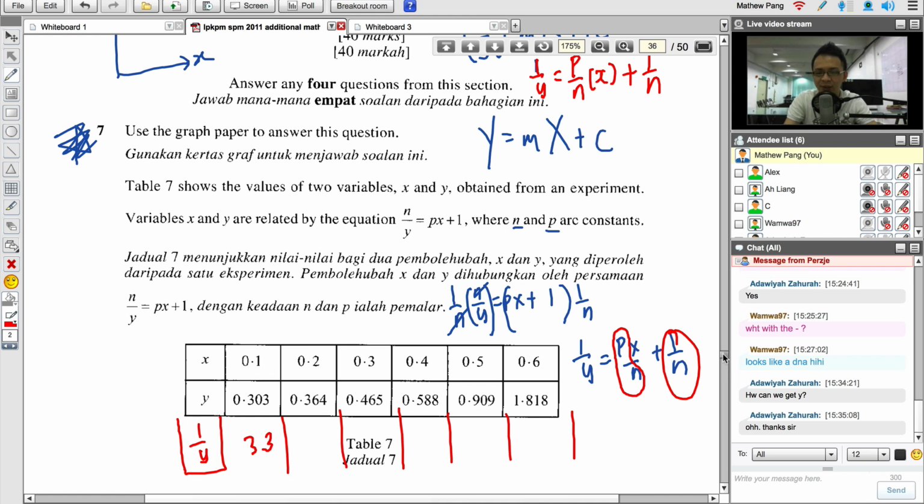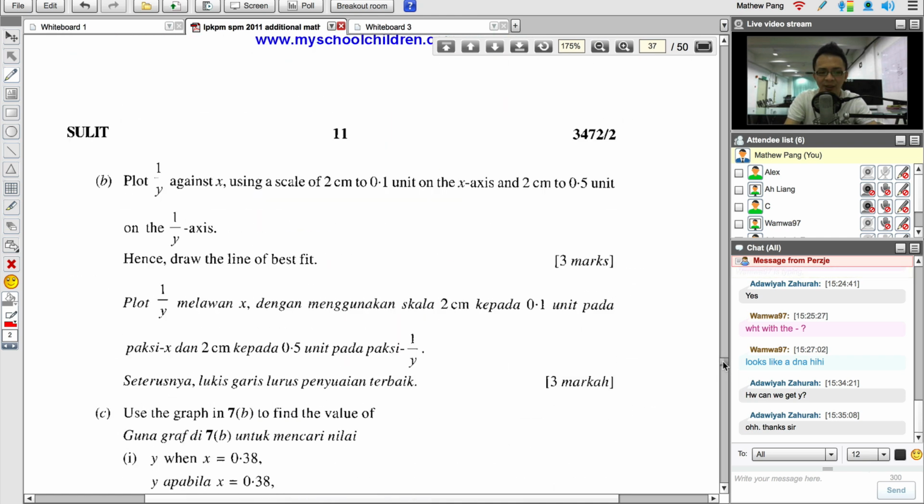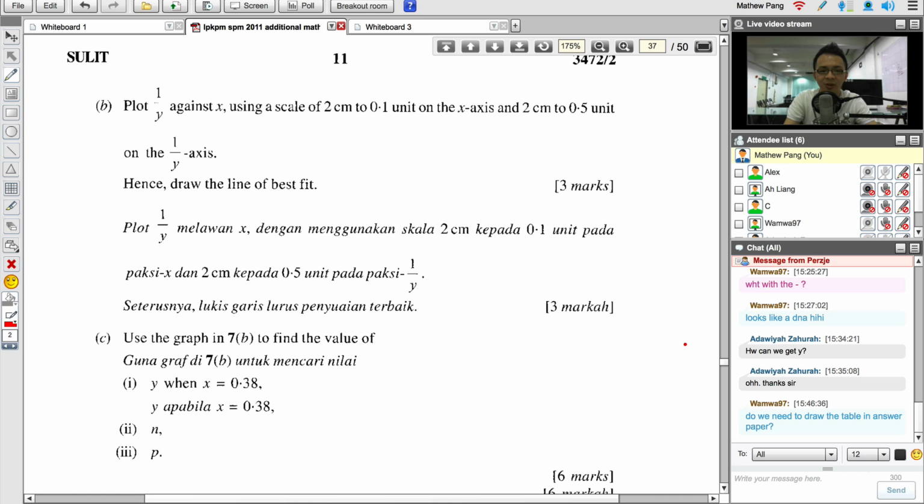Then it asks you to construct a table. So you just need to take out the table. This one has to be drawn on the graph paper. Do we need to draw the table in the answer paper? Yeah, just draw on it. But make sure you don't use too much space of your graph paper. And then of course you have to understand the meaning of 2 cm for 0.1 unit.